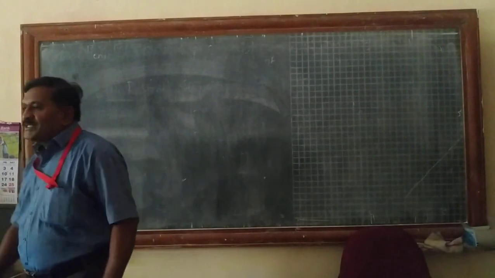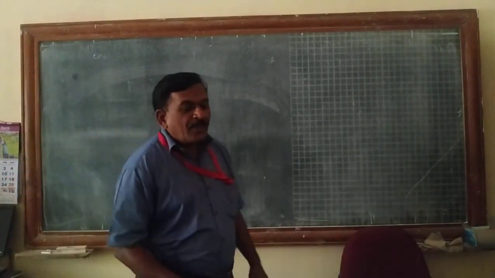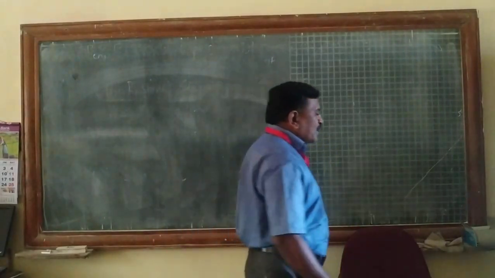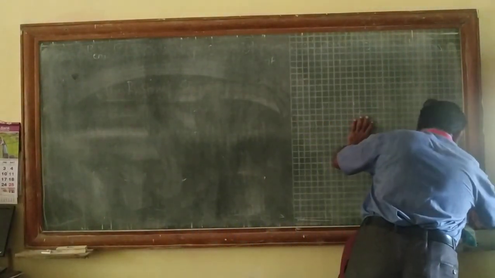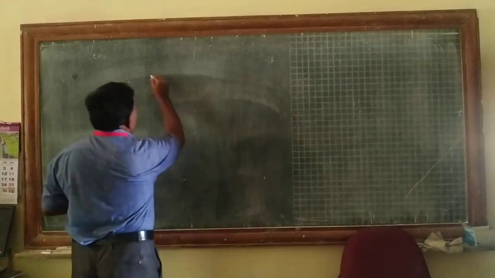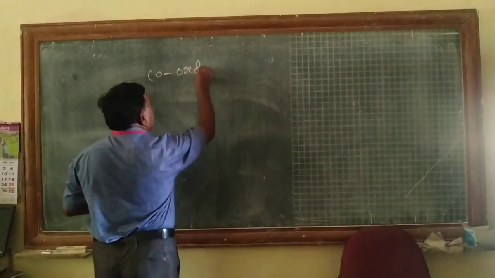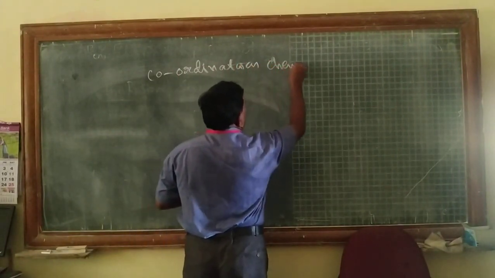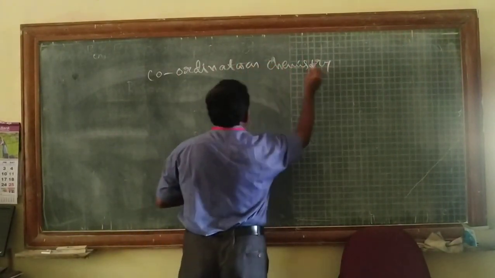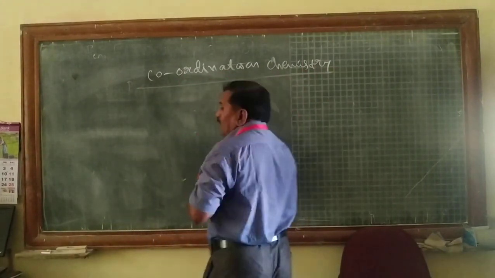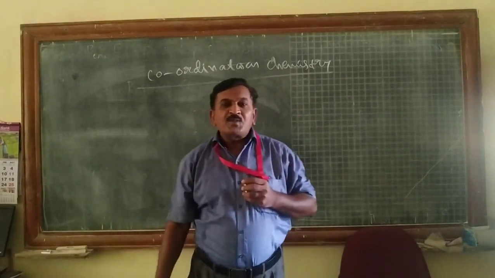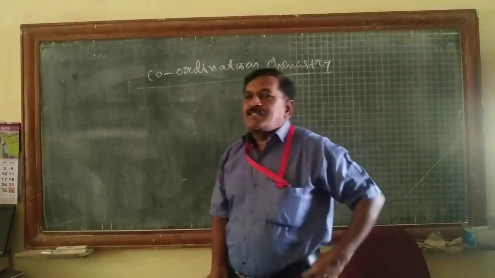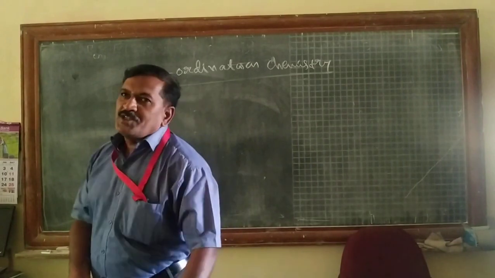Coordination chemistry means the compounds are made up of what are called coordination compounds. The chapter heading is coordination chemistry. So what is coordination chemistry? It means the compounds will have coordination bonds with the central metal ion in a square bracket, and they are called coordination compounds.